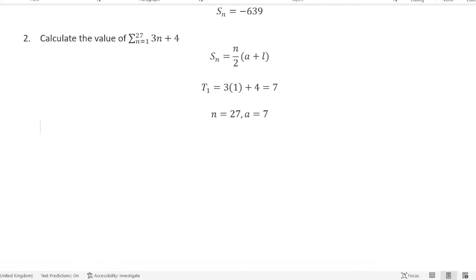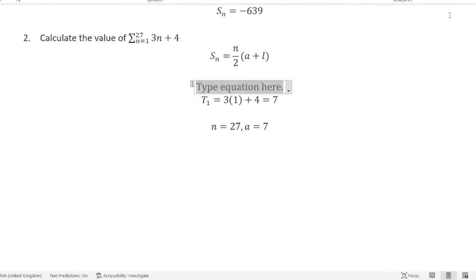So how can we get the last term? As we have done, remember we have this equation, Tn. In this case, Tn is equal to 3n plus 4. So for number 2, the general formula is Tn equals 3n plus 4.